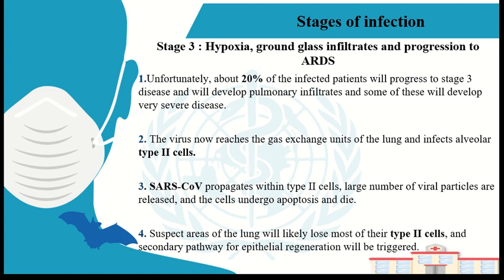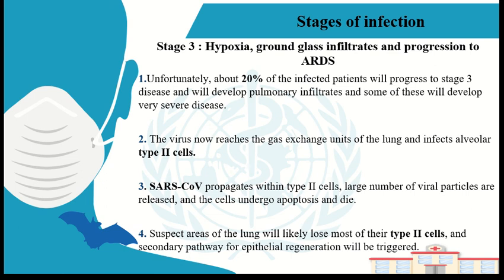Stage 3 is hypoxia. Hypoxia, ground glass infiltrates and progression to ARDS. Unfortunately, about 20% of the infected patients will progress to stage 3 disease and will develop pulmonary infiltrates, and some of these will develop very severe disease. Then the virus reaches the gas exchange unit of the lungs and infects alveolar type 2 cells.